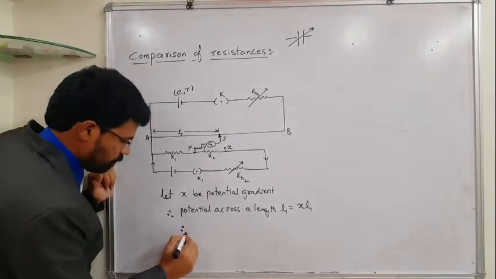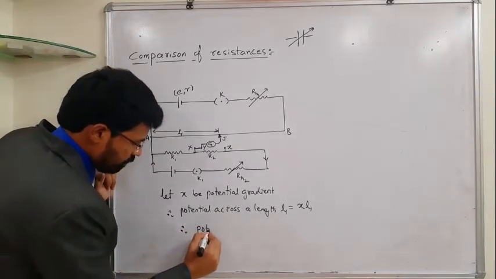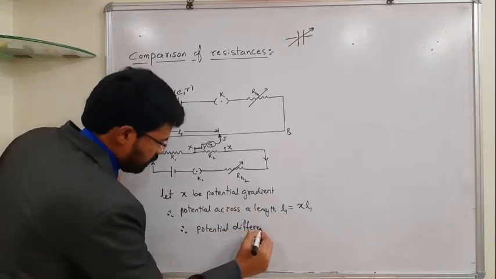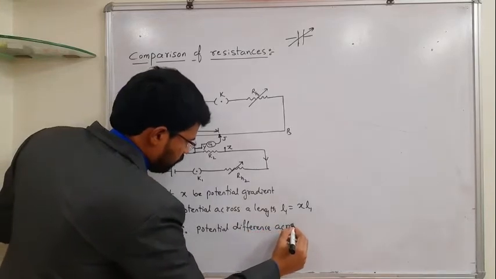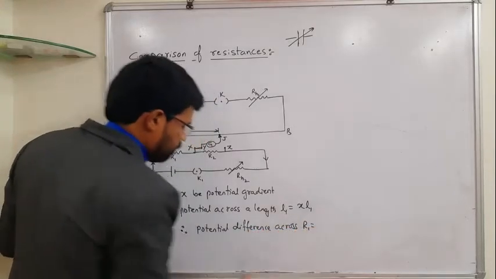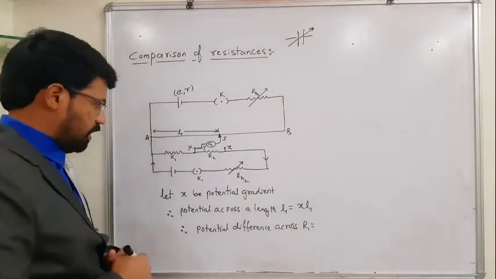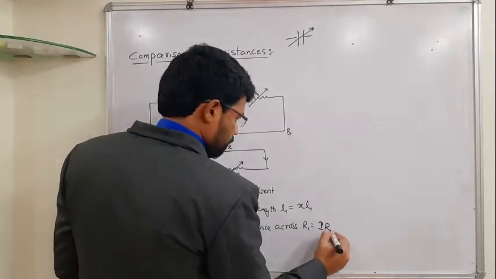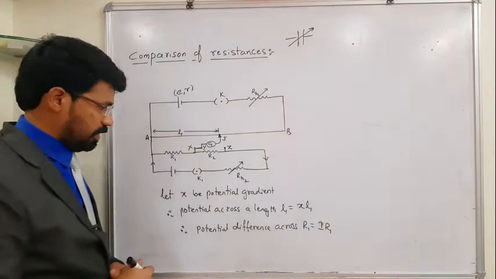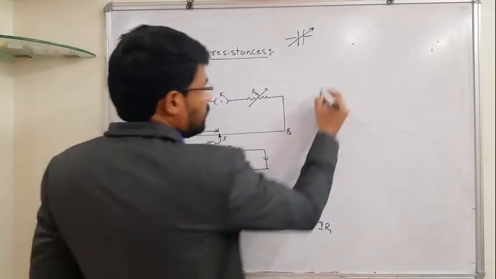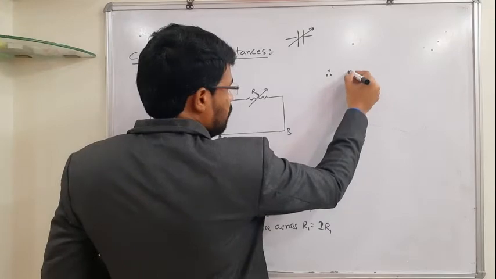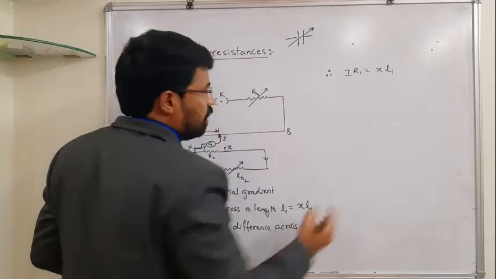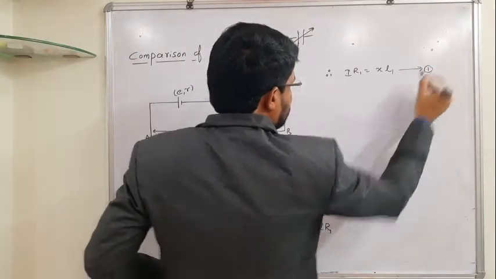Therefore, the potential difference across R1: let us say there is a current equal to I passing through this circuit. Therefore, how can it be written? I into R1, isn't it? Now, these two potentials are equal, isn't it? Therefore, I R1 is equal to X L1. Let us take it as equation number 1.